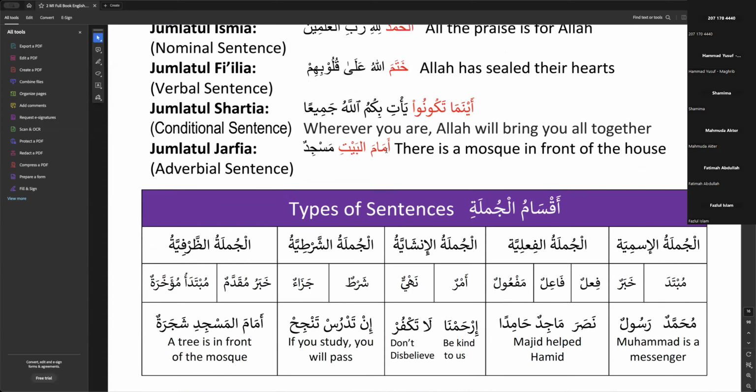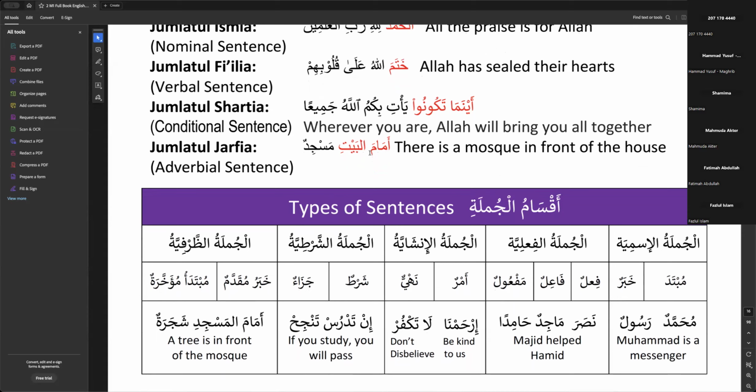And finally, Amamal Baiti Masjidun. There is a mosque in front of the house. What is this? Amama Baiti. Can someone Amama is showing us the position, right? So it's zarf. Yeah, zarf. Ism zarf, yeah. So that's what we call Jumlatul Zarfiya, adverbial sentence.